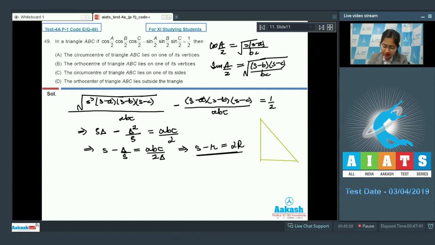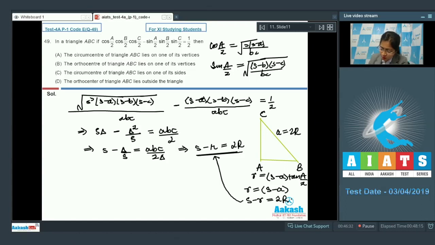Let us say I have a right angled triangle here, A, B and C, where this side a is equal to 2r, and we know that r is equal to S minus a into tan A by 2, where angle A is 90 degrees. So r is equal to S minus a into tan 45 degrees, that is 1. So putting the value of a as 2r, we can write S minus r equal to a, that is 2r, right? This is what has been written over here.